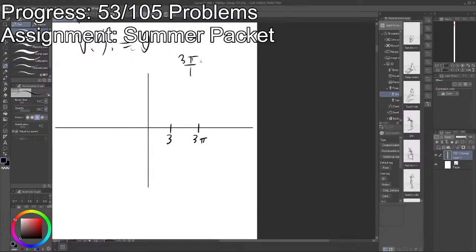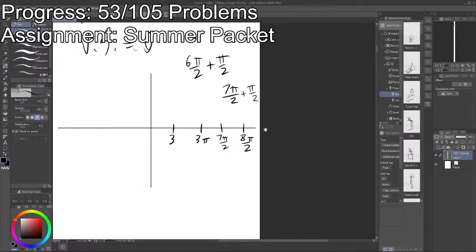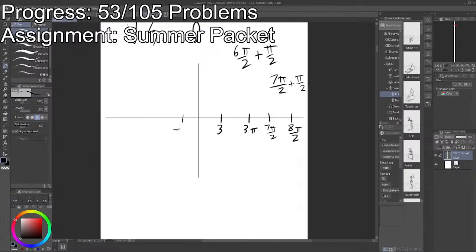Three pi over 1. I'll just make it 6 pi over 2. So I can make it easier. Pi over 2, 7 pi over 2. Plus pi over 2, 8 pi over 2. And then the negatives. Alright, looking good.